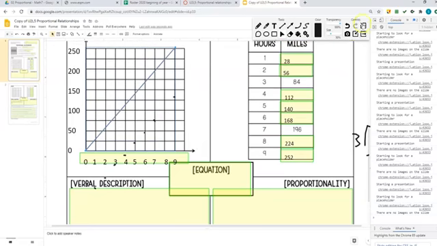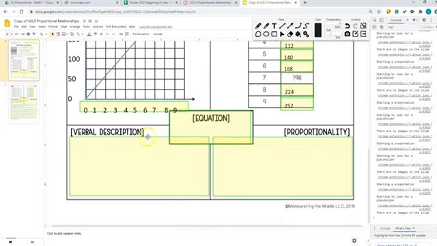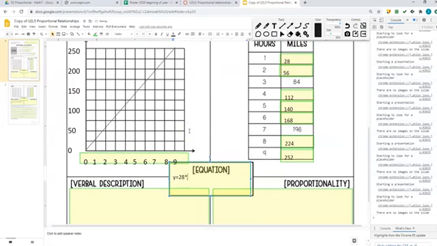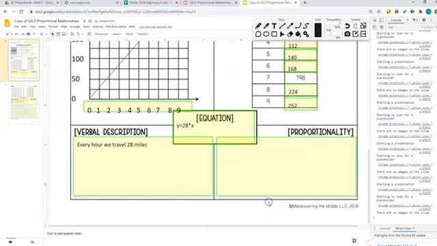Now I'm going to erase my extra work, and we've got our line there. Our equation is y equals, what was our value again? 28 times x. Our verbal description is every hour we travel 28 miles. And proportionality, well, the constant rate of 28 miles per hour. It's a straight line and it passes through the origin, so definitely it is proportional.